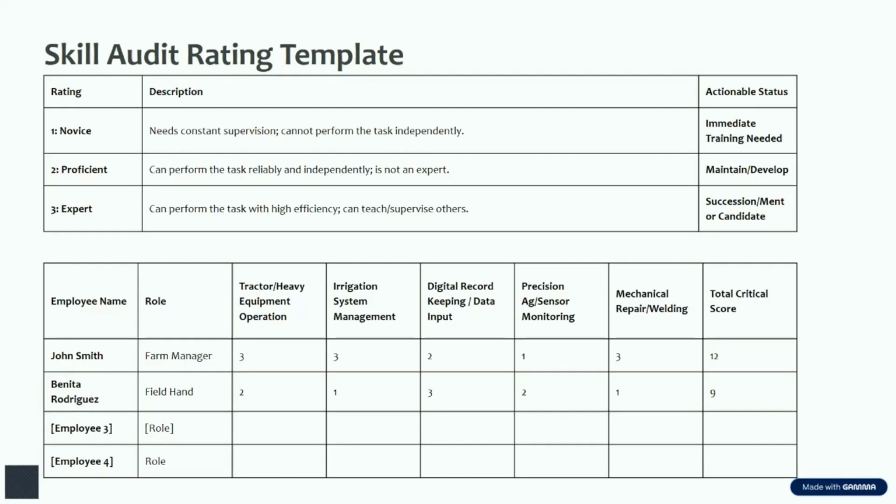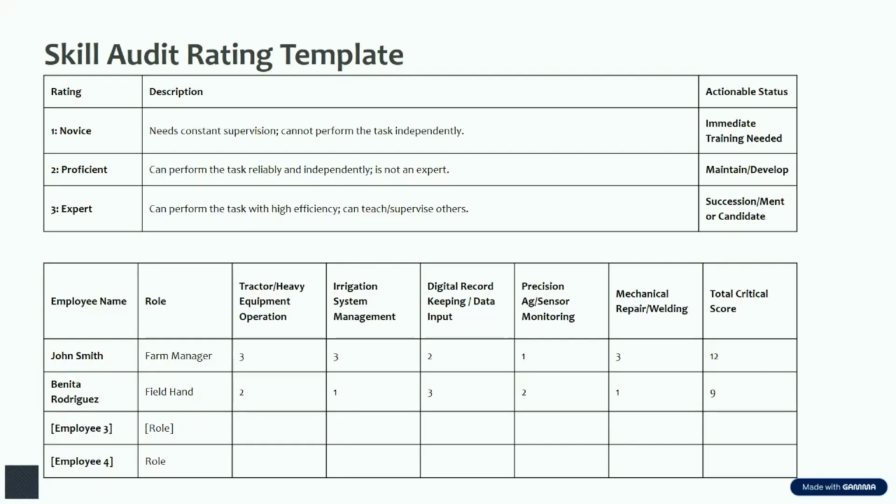That means the person can actually perform, but we might need to upskill that person, or we try to improve them to the level of being an expert. So what is your actionable status as an employer for any skill that a person is having 2? You need to maintain the skill, not to drop.